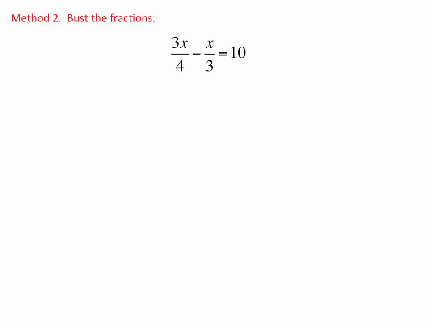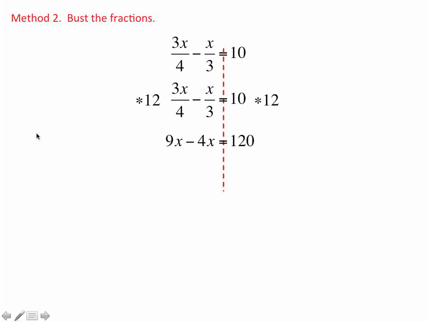So 3x over 4 minus x over 3 equals 10. Same problem. I'm going to take this problem and multiply both sides by the 12 right away. That'll get rid of any fractions. So 12 times 3 is 36. Divided by 4 would be 9x. 12 times 1x is 12x. Divided by 3 would be 4x. The key is don't forget to multiply the right side also, so your new problem would look like that.